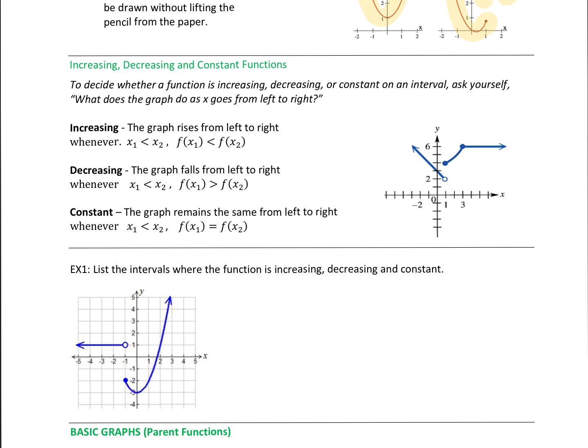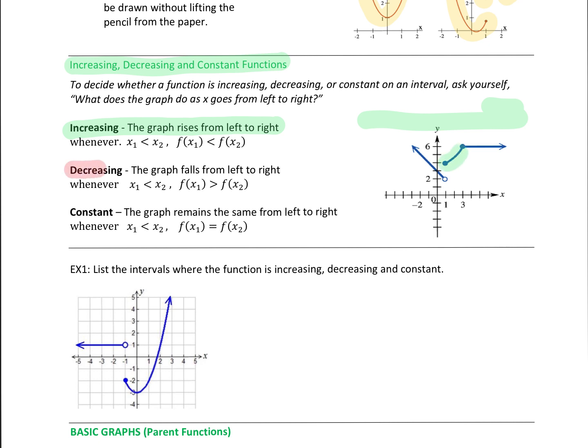So to decide whether a function is increasing, decreasing, or constant on an interval, you're going to ask yourself, what does the graph do as x goes from left to right? So again, we're reading horizontally like you read a book, and then you're trying to figure out what the graph does. So increasing, the graph rises from left to right. So if I look at my little example here, where is it increasing? From left to right. It increases on this interval right there.